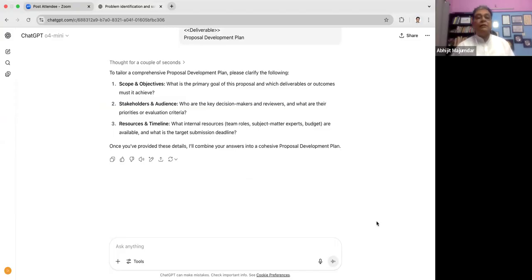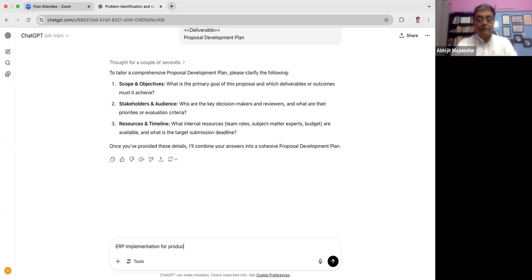So now I had asked it to build a proposal development plan. To build a proposal development, it is asking me, please clarify the scope and objective. What is the primary scope of this proposal and which deliverables are outcome? Primary goal is ERP implementation. Let me just give it some vague thing. Of course, if I am giving some vague, I will get some vague.